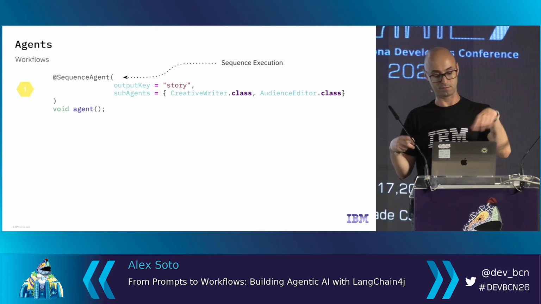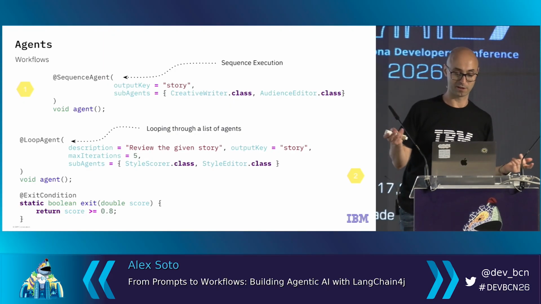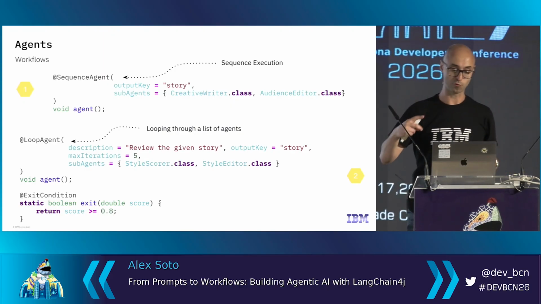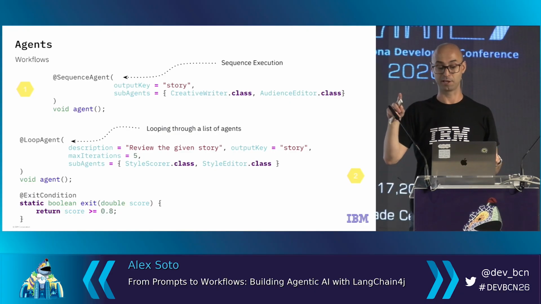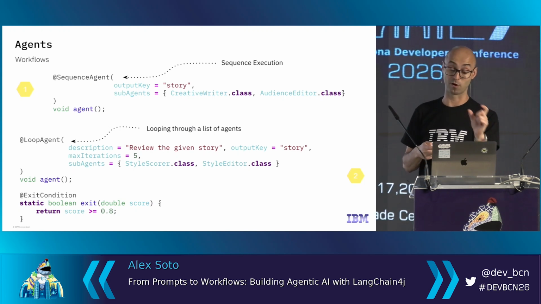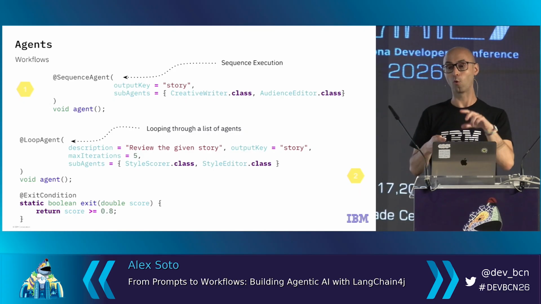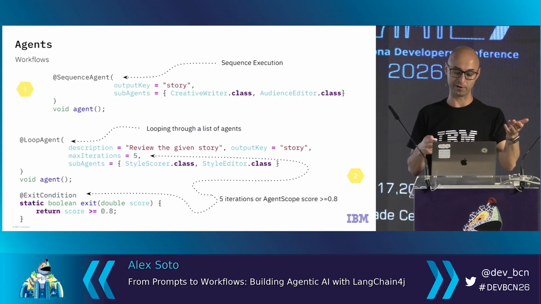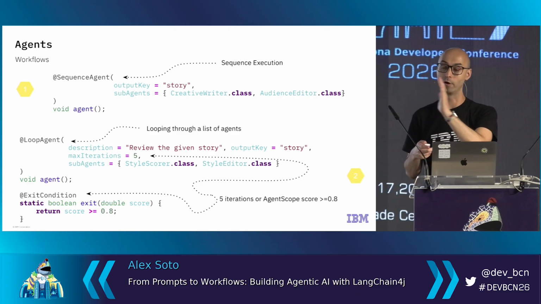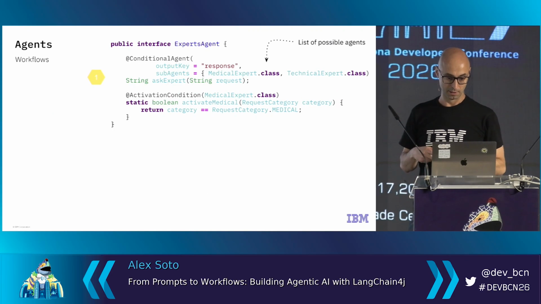This is parallel. You can also do it in sequence. So you use sequence, and then here it's going to first use the creative writer and then the audience editor. I can also do a loop agent. So I can say, hey, just start looping through style scorer and style editor. The output should be in the story, and the exit condition is if the score, which is coming from the agents, is greater than or equal to 0.8, or if I do 5 iterations. Okay, so when I do 5 iterations or the score is okay, I will stop looping through all these agents.